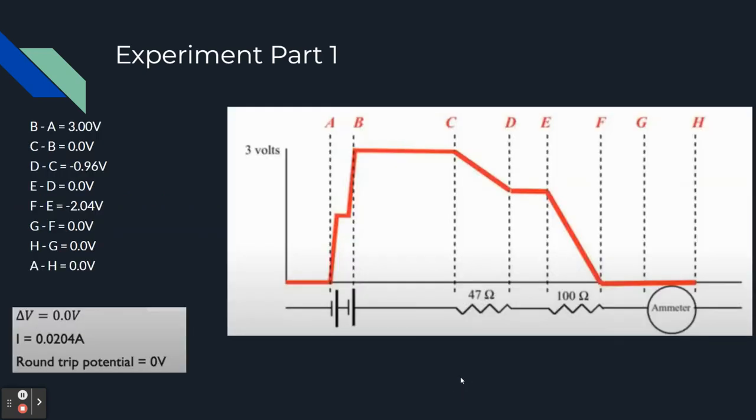As you can see from the graphic here, as well as the numbers here, from A to B that is 3 volts. From B to C is 0 volts, since it is a straight line. From C to D in the negative direction is negative 0.96. From D to E, it is 0 again. From E to F, it is negative 2.04. And from F to G, it is 0, and from G to H, it is also 0 volts.